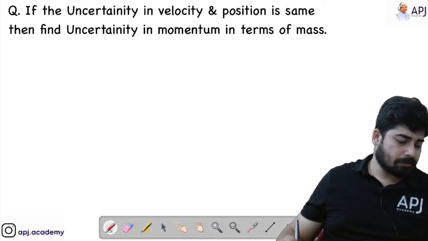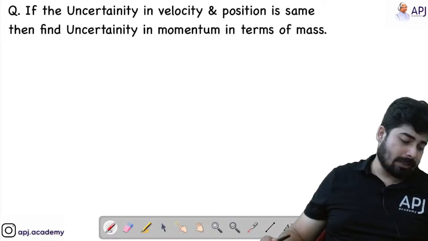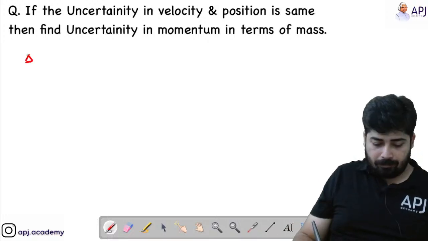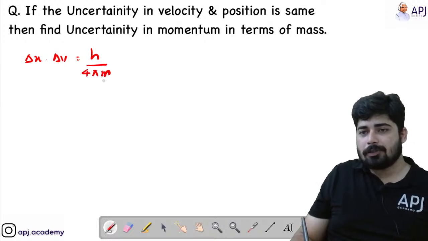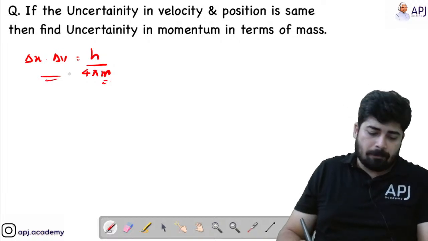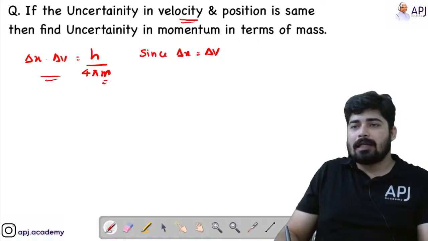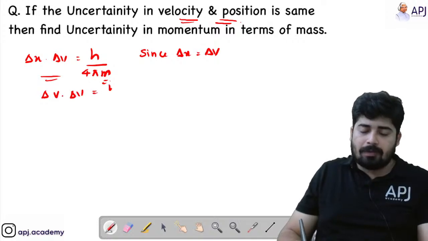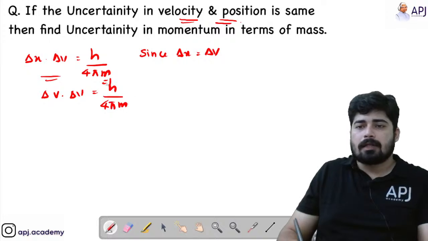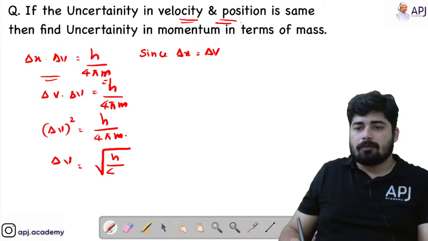Okay, now the next question. If the uncertainty in velocity and position is the same, then find the uncertainty in momentum in terms of mass. Here again, we know the equation Δx · Δv ≥ h/4πm. Since you have to find it in terms of mass, I use this second equation. Since Δx equals Δv, as given, instead of Δx I am going to use Δv. So Δv · Δv = h/4πm, which means Δv² = h/4πm, that is Δv = √(h/4πm).